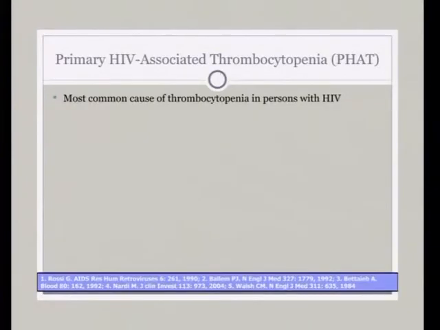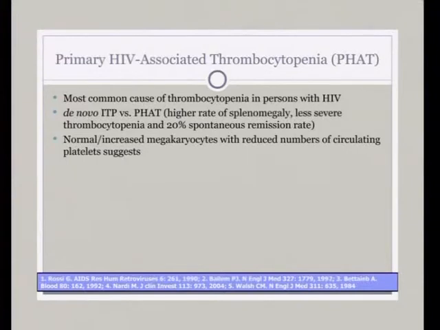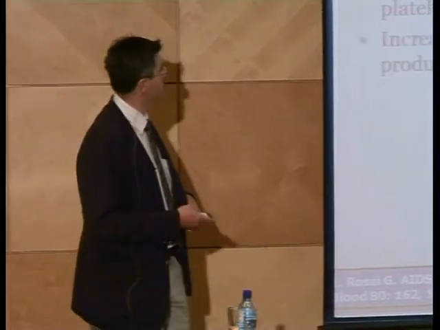Okay, the most common cause for thrombocytopenia in people with HIV is, in fact, primary HIV-associated thrombocytopenia, and it differs from immune thrombocytopenic purpura, which is de novo ITP, in that it is associated with a higher risk of splenomegaly, less severe thrombocytopenia than we see in de novo ITP, and 20% will have a spontaneous remission. There is a normal or increased number of megakaryocytes in the bone marrow with reduced numbers of platelets in the marrow. So you see lots of these precursor cells, lots of bone marrow megakaryocytes, but very few free-lying platelets.